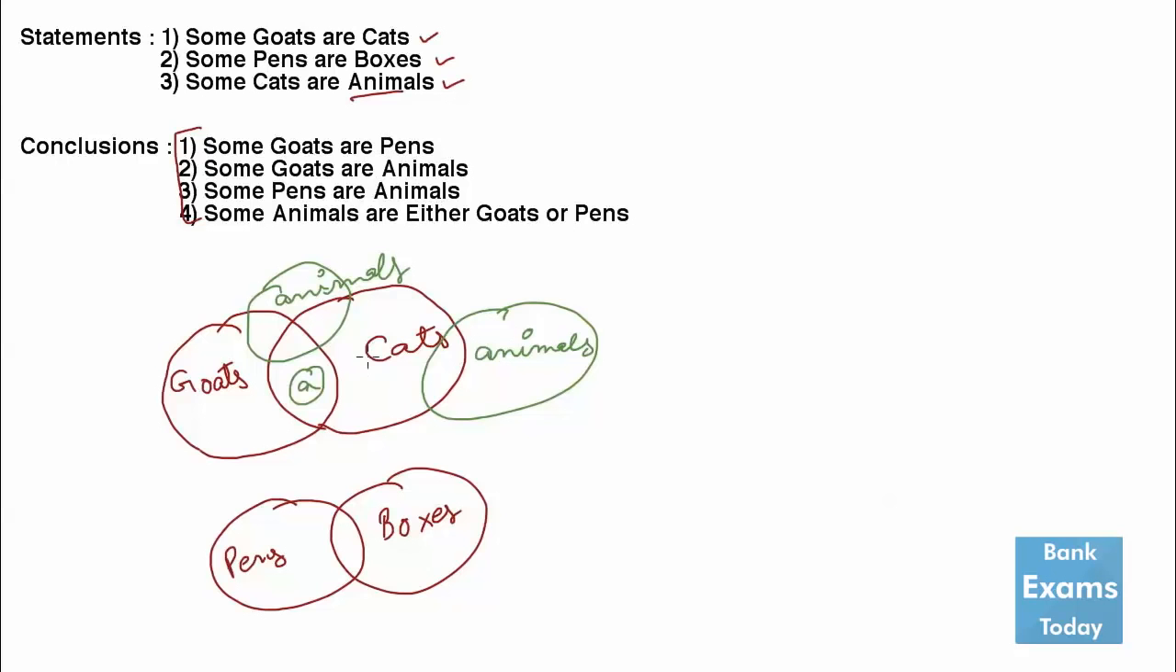Some goats are pens. There is no relation between the goats and pens, so this is false. Got it. Some goats are animals. If we look at this one, these two circles, the goat circle and this animal circle, then we will find that this conclusion is following. But give a look to this circle. If this is the situation, so here are animals and here are goats, then the conclusion doesn't follow.